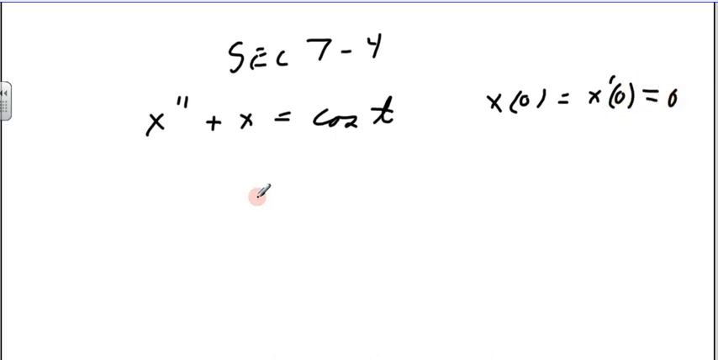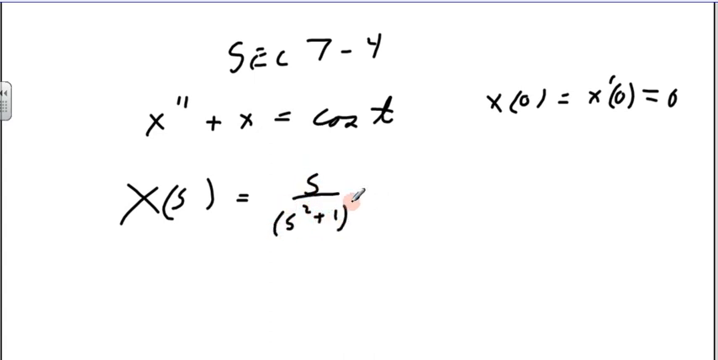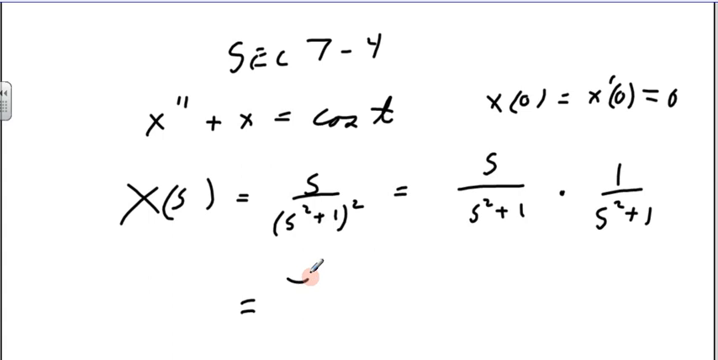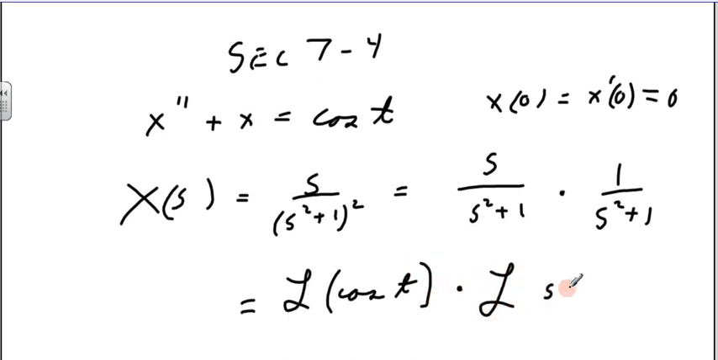Then if I solve that, I'm going to have X of s is equal to s over (s squared plus 1) quantity squared. And then I look at that and say, well, that is equal to s over (s squared plus 1) times 1 over (s squared plus 1). And I could say, well, gee, isn't that the Laplace transform of cosine t times the Laplace transform of sine t? And of course it is.